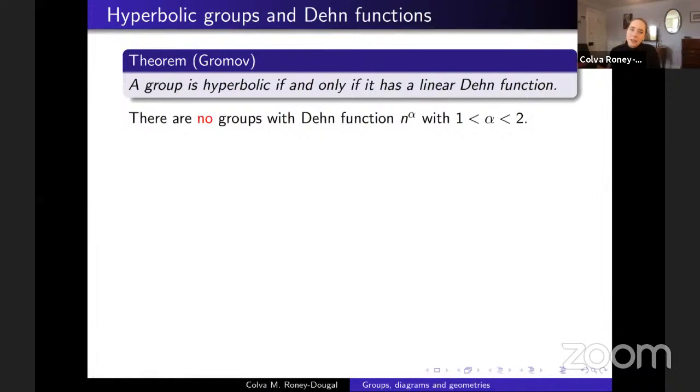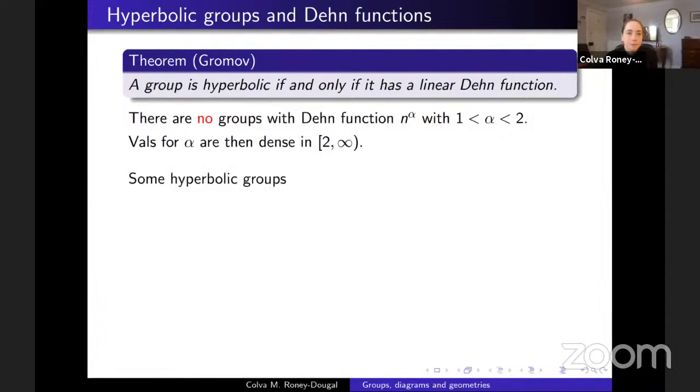Interestingly, I said that the Dehn function is independent of generating set, but that the exponent is a constant. So linear is exponent 1, right? There's no groups with Dehn function between 1 and 2. There's a gap. So you can get Dehn function 1, you can get quadratic, and once you're above quadratic, they're dense. Every single real number is a possible exponent of a Dehn function.